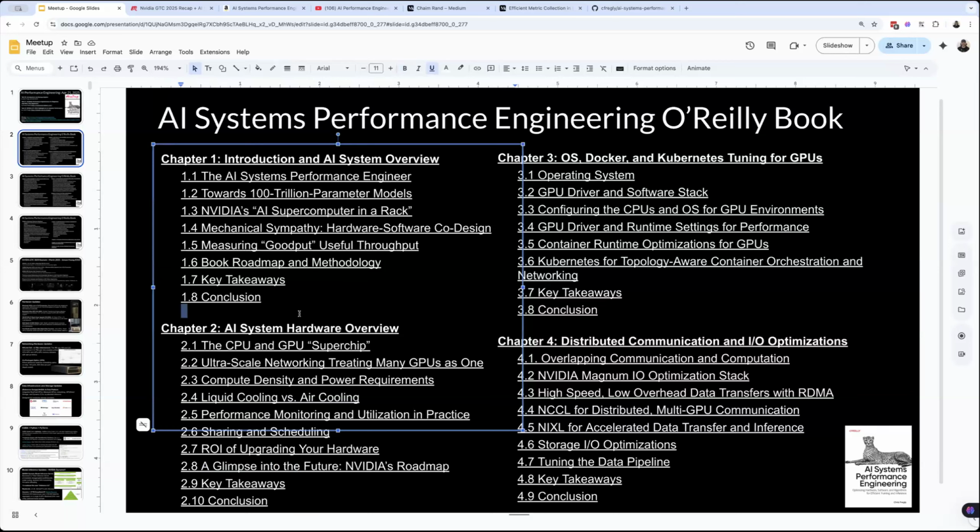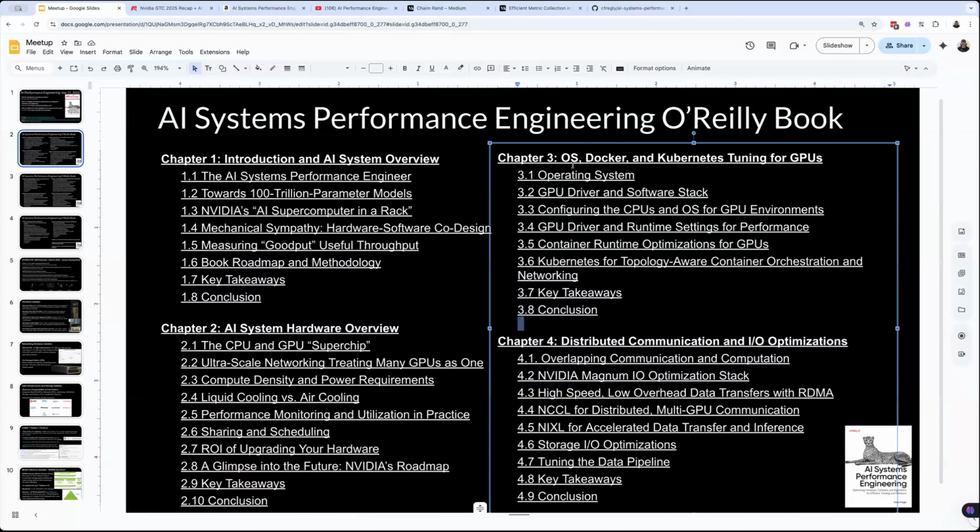We go super deep into the system hardware, talk about networking, liquid cooling versus air cooling, all this stuff. Really what I realized with this book is this field is so massive, and I'm covering things that are very different than what Chaim is potentially going to be covering today. So, that just gives you an idea of the breadth here.